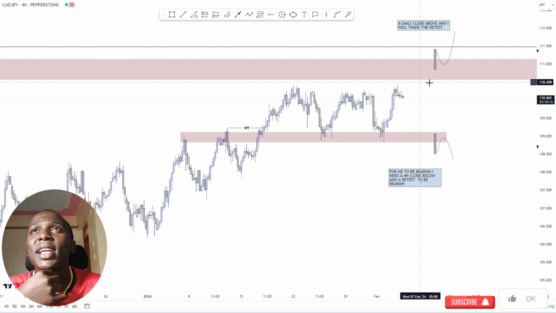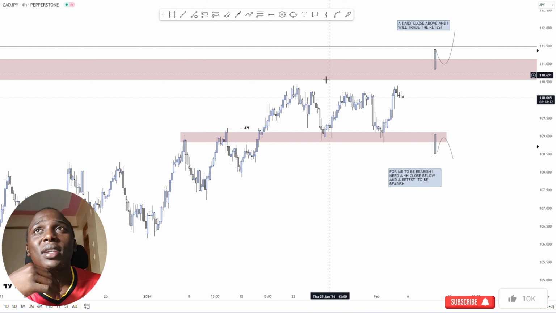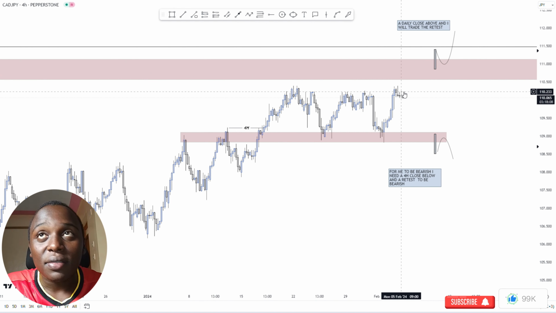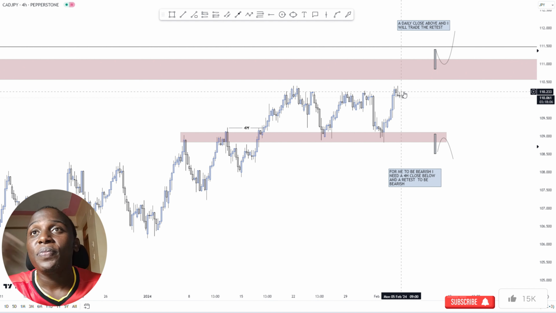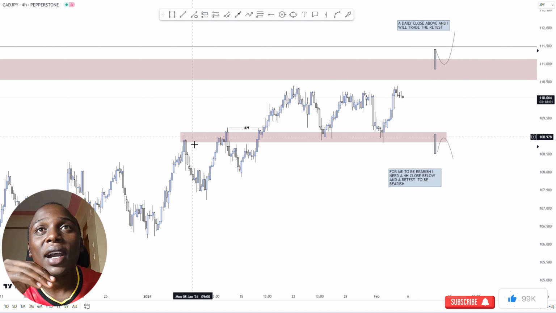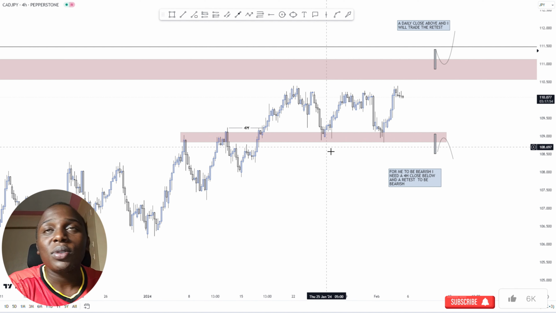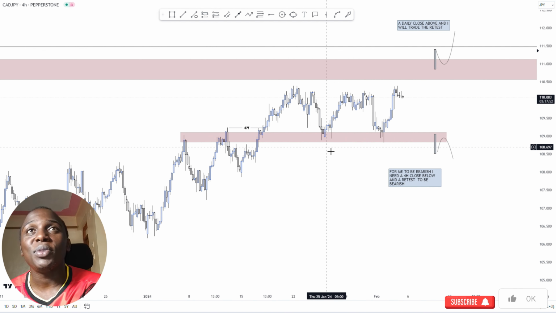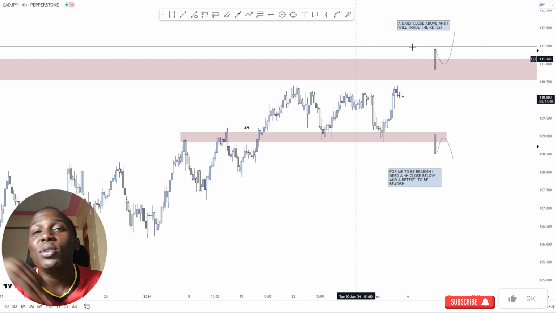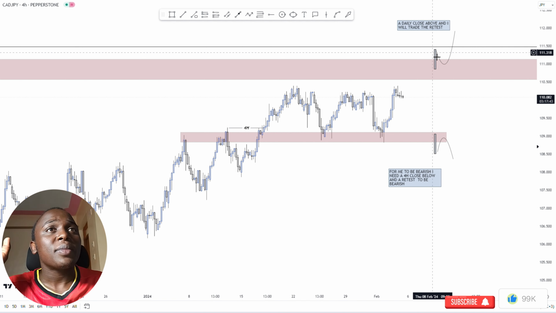I will wait for a daily close above the resistance zone, and I'll trade the retest. Or if the market decides to go lower, I'll wait for a 4-hour candle to close below the 4-hour support. Simple. It's a 4-hour zone, I'll wait for a 4-hour candle to close below it. It's a daily zone, I'll wait for a daily candle to close above it. So as simple as that.